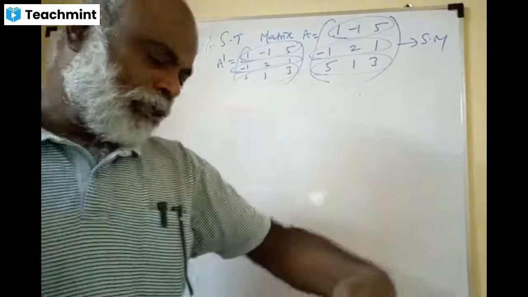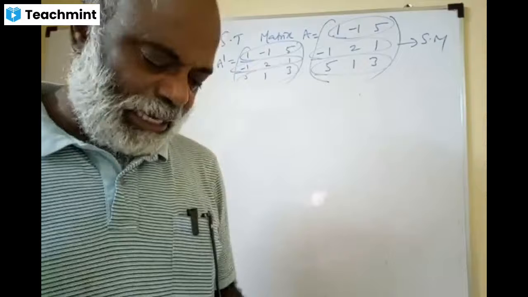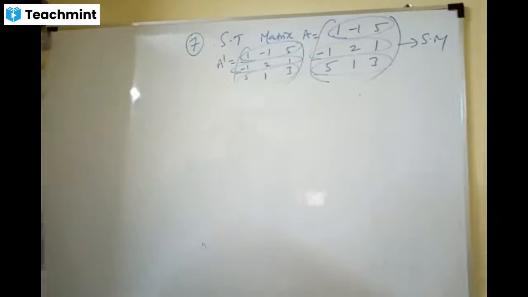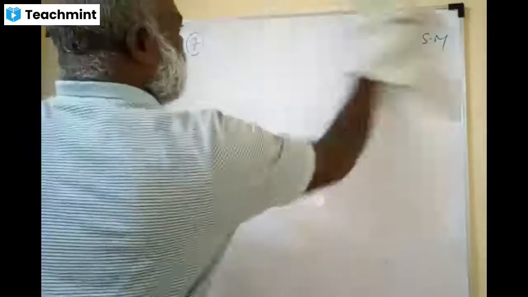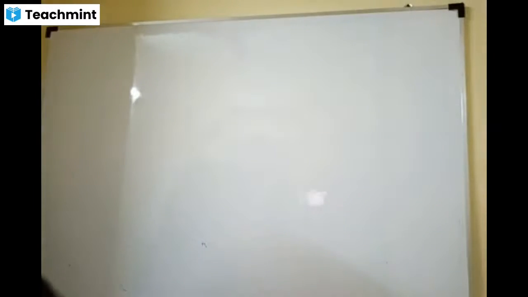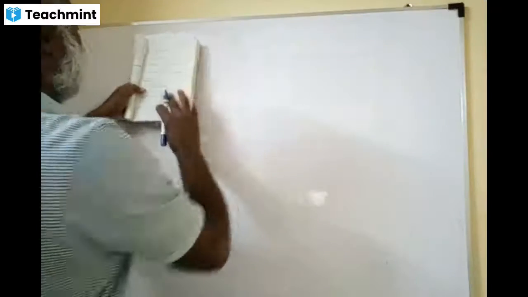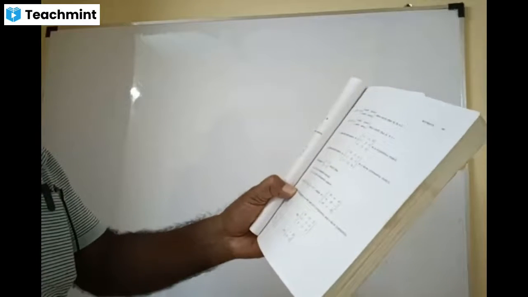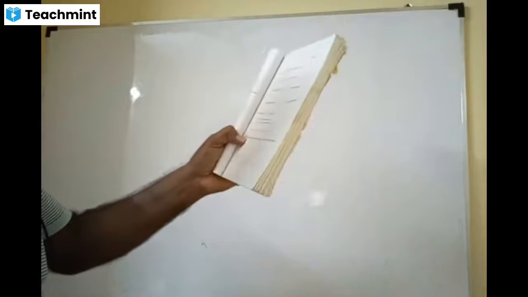So 7 is done now. Eighth one is prove that A plus A transpose is a symmetric matrix. A is given. We already did this. I think you can do that. Ninth one, I don't think the ninth one is a difficult one.